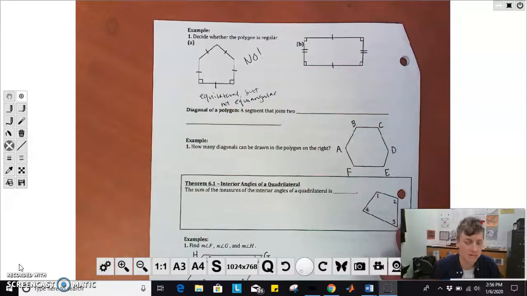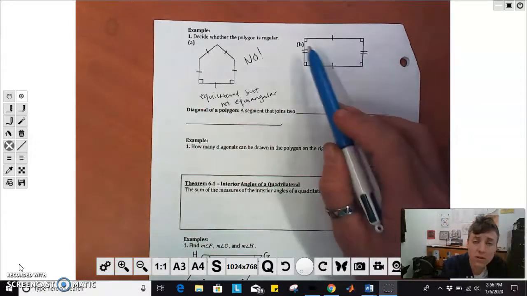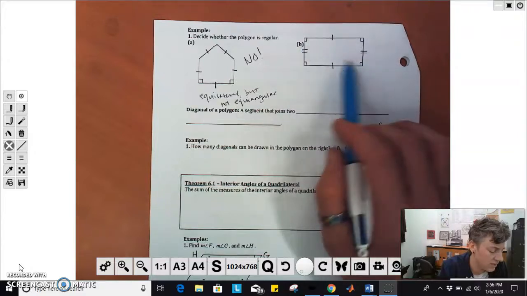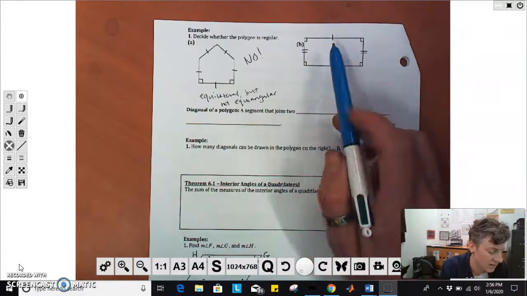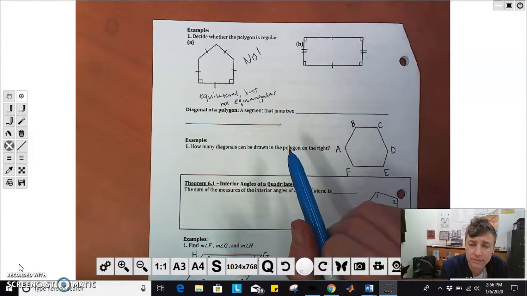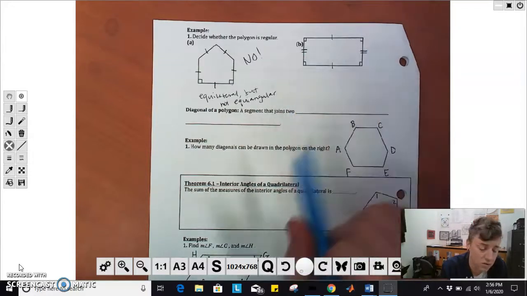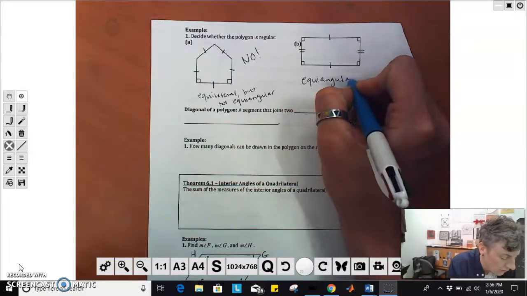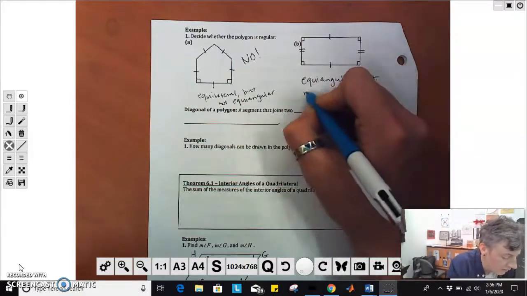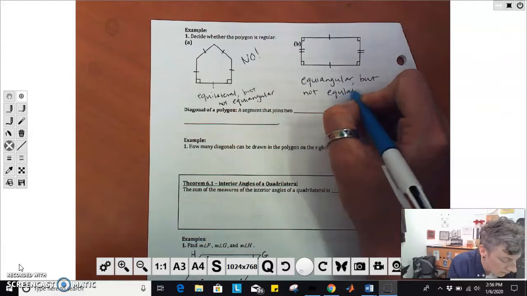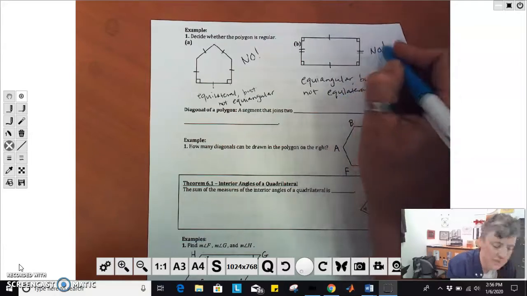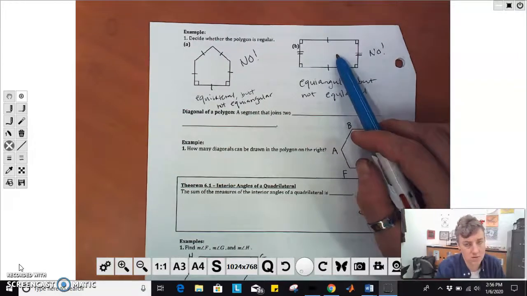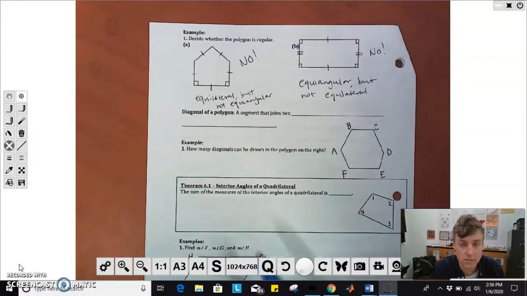Okay, well, let's look at B. This has 1, 2, 3, 4 sides, so it's a quadrilateral. I see that all of the angles are right angles, but I see the sides are not all the same length. These have 1 hash mark, these have 2. So this is equiangular, but not equilateral. So no, this is not regular. This is a rectangle, which we'll talk about soon.